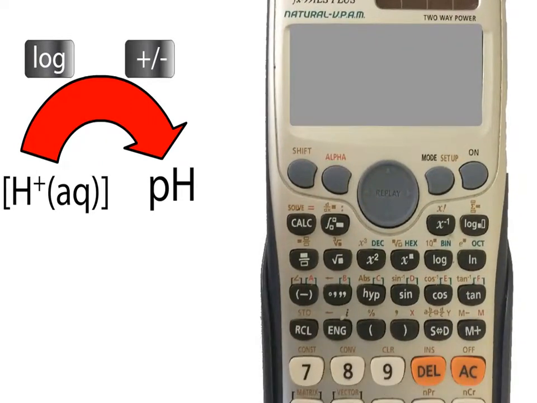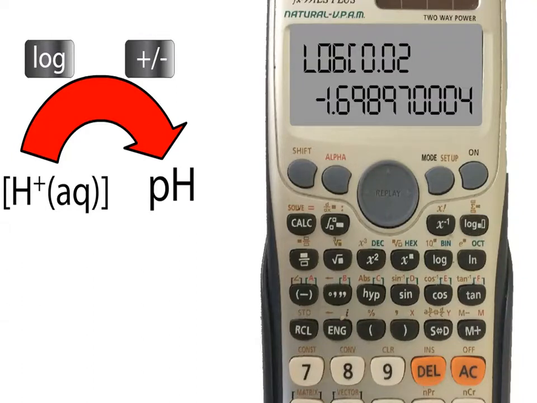If there are 0.02 moles per decimeter cubed of hydrogen ions in an aqueous solution, we calculate the pH as follows. We press the log button on our calculator, enter in 0.02 and press equals. To get the pH, we then change the sign, and so the pH of 0.02 moles per decimeter cubed of hydrogen ions equals 1.70 to 3 significant figures.